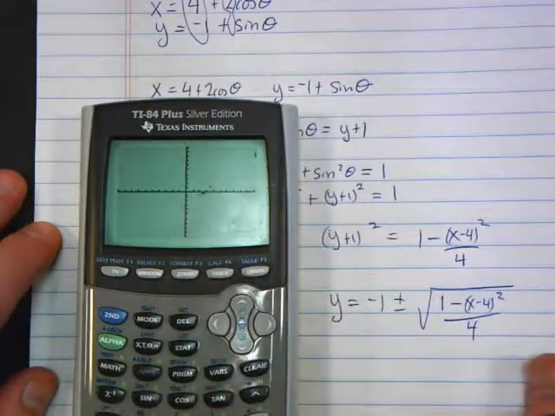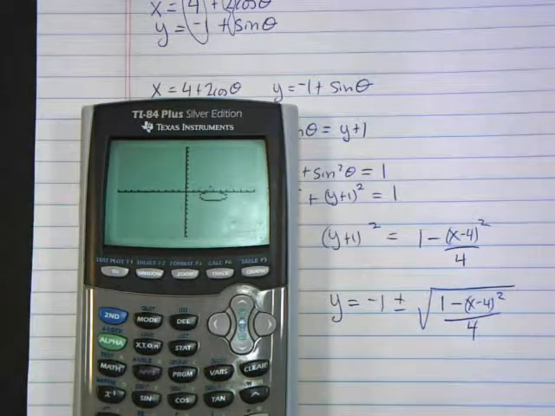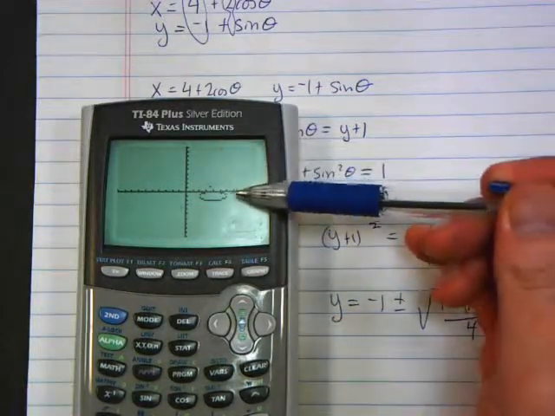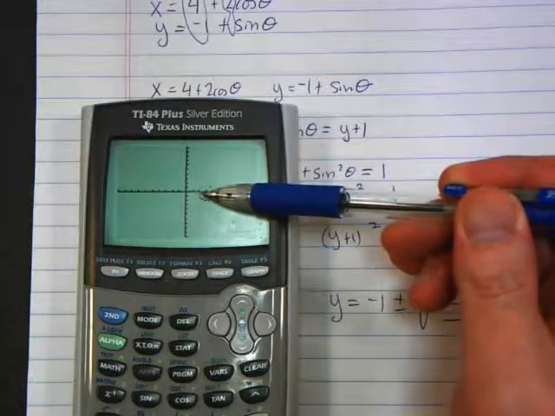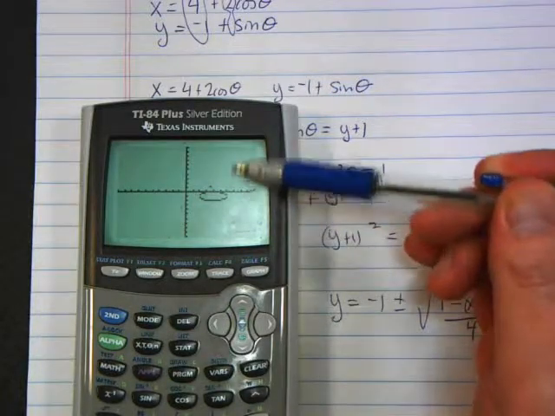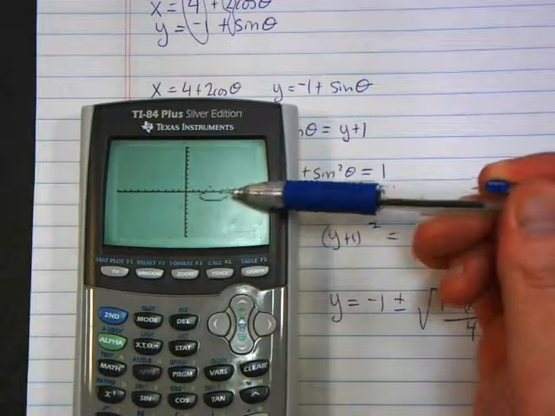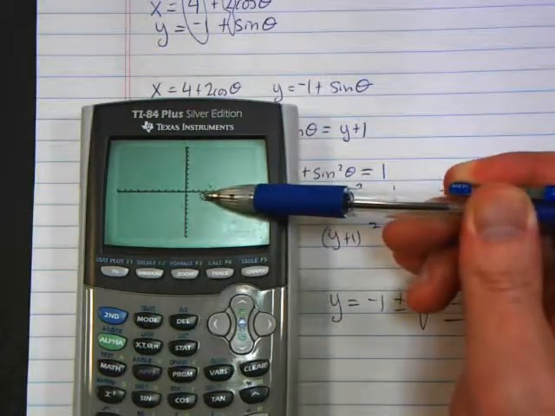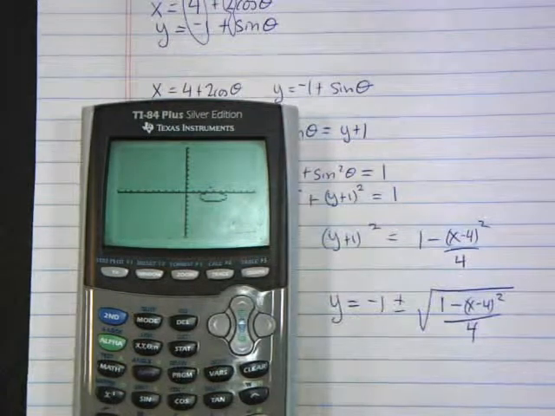So first off, you notice it's a lot harder to type it in standard form. And then what else do you notice? There are holes. The calculator has difficulty graphing in rectangular form when you have vertical tangent lines. And so if you look carefully, you'll notice there's a gap right there. And there's a gap right there. The calculator doesn't quite draw it correctly.